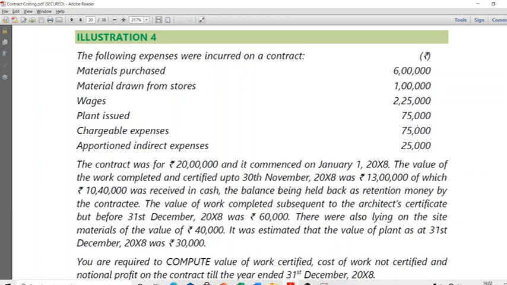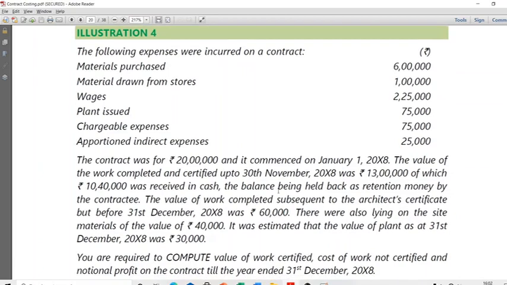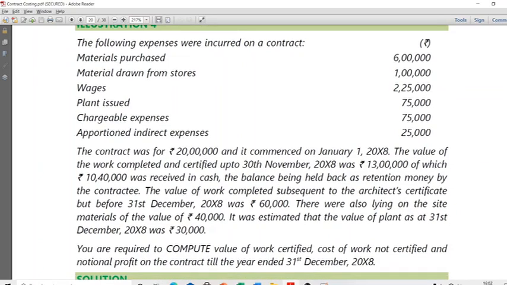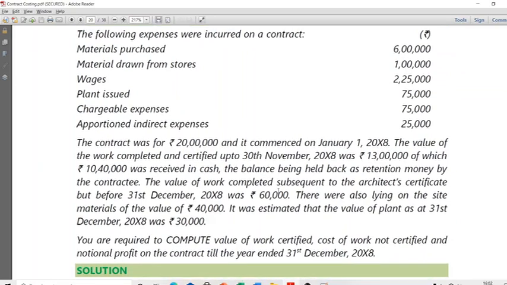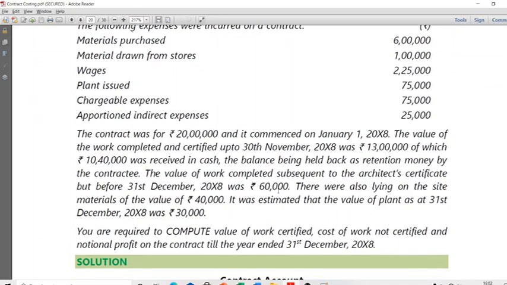So, the following expenses were incurred on a contract: materials purchased 6 lakhs, material drawn from stores 1 lakh, wages 2,25,000, plant issued 75,000, chargeable expenses 75,000, apportioned indirect expenses 25,000. The contract was for 20 lakhs and it commenced on January 1, 2018. The value of the work completed and certified up to 30th November 2018 was 13 lakhs, of which 10 lakh 40,000 was received in cash. The balance being held back as retention money by the contractee.